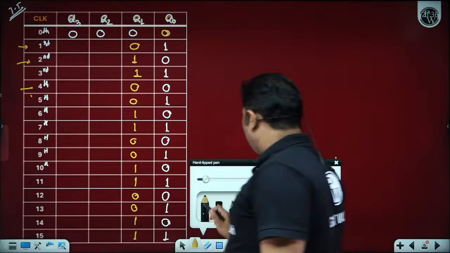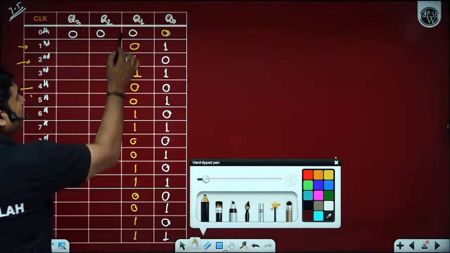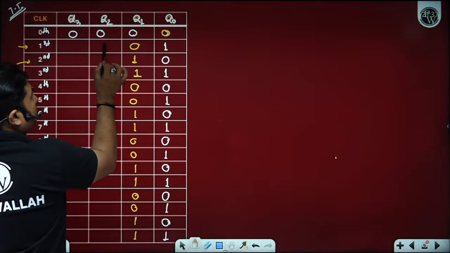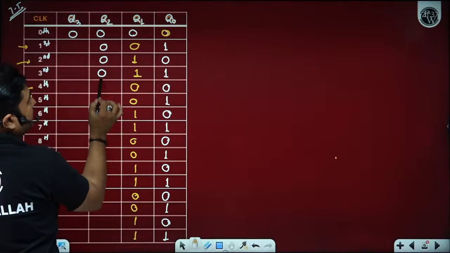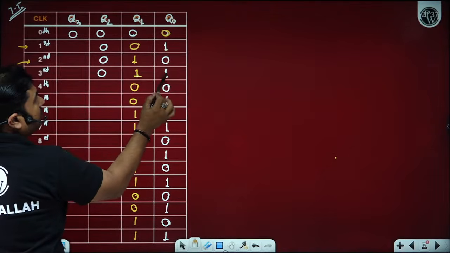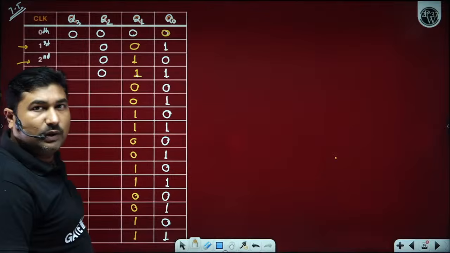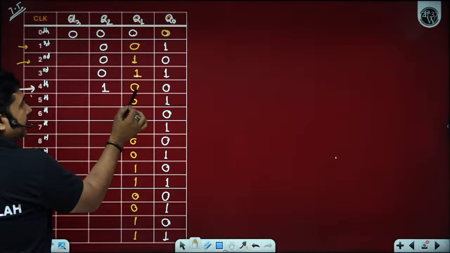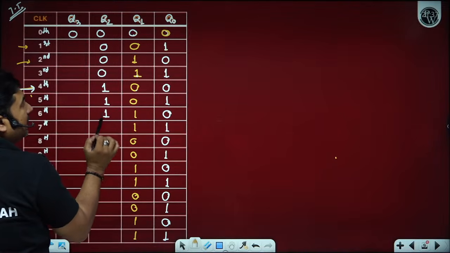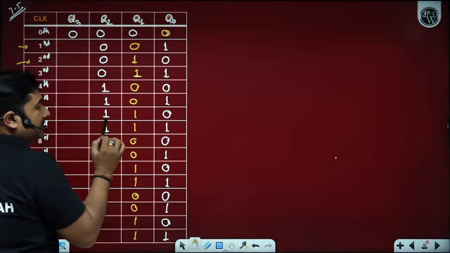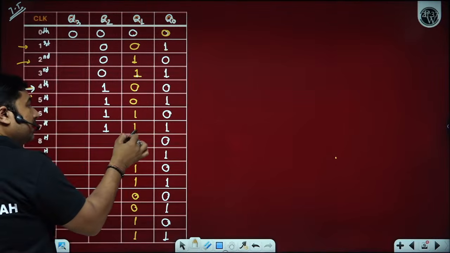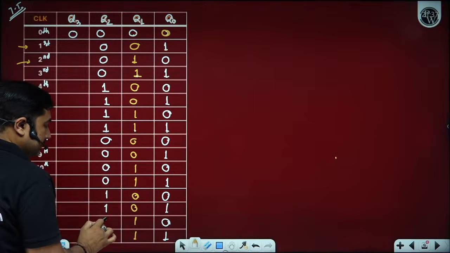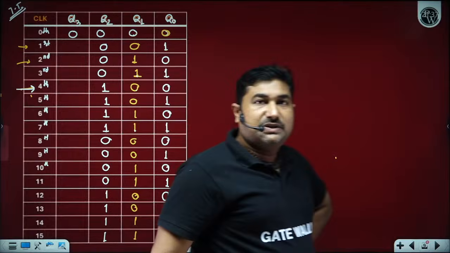Now, if you observe for Q2, Q2 toggles only when Q1 into Q0 is 1. So please observe here Q2 into Q1 is 0, clock applied, so it will remain in the same state. Here if you observe Q2 into Q1 into Q0 is 1 into 1, that is 1, and a fourth clock is applied, so it will become logic 1. Again, until unless both Q1 and Q0 are high, it will remain in the previous state. Only when Q1 and Q0 both will become high, it toggles. So how many of you able to understand the observation now?